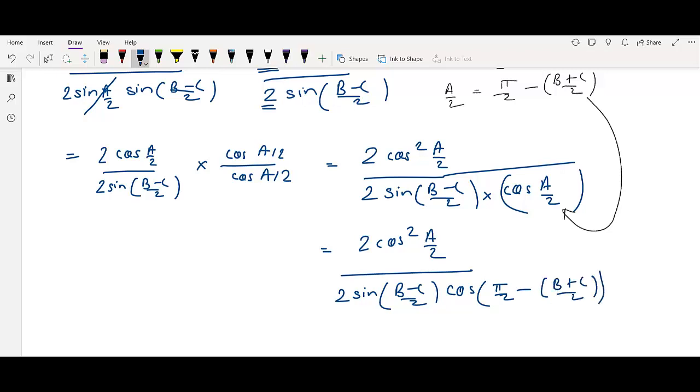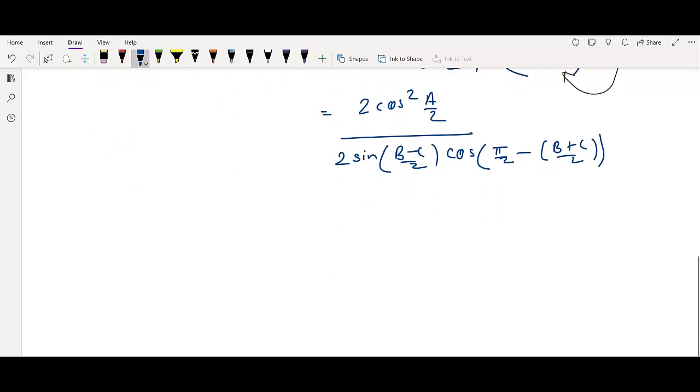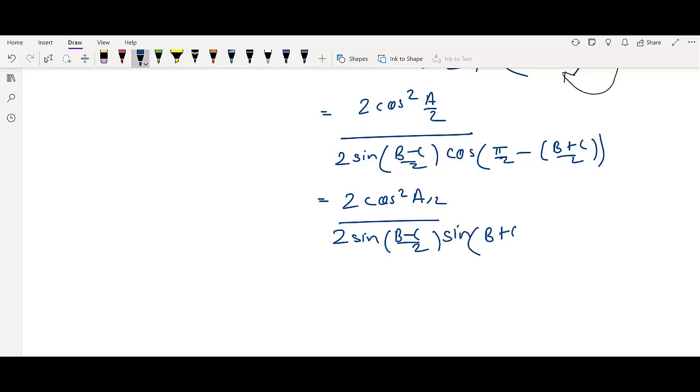And what is cos of pi by 2 minus x? That is just sine x. So 2 cos square a by 2 upon 2 sine b minus c by 2 sine b plus c by 2.